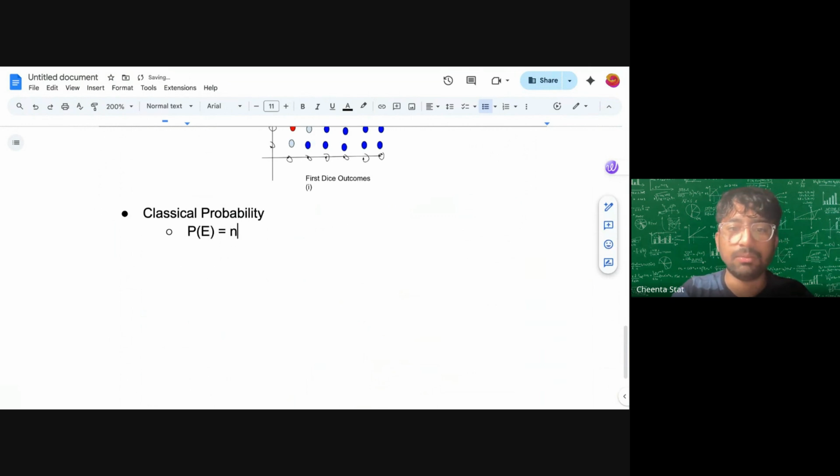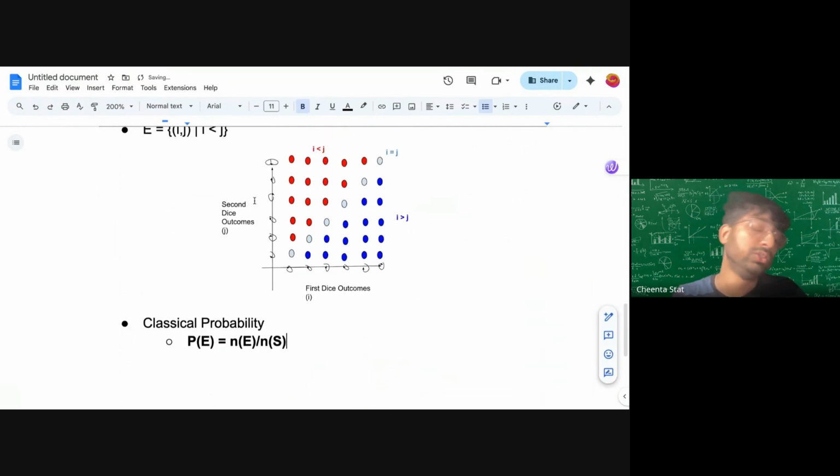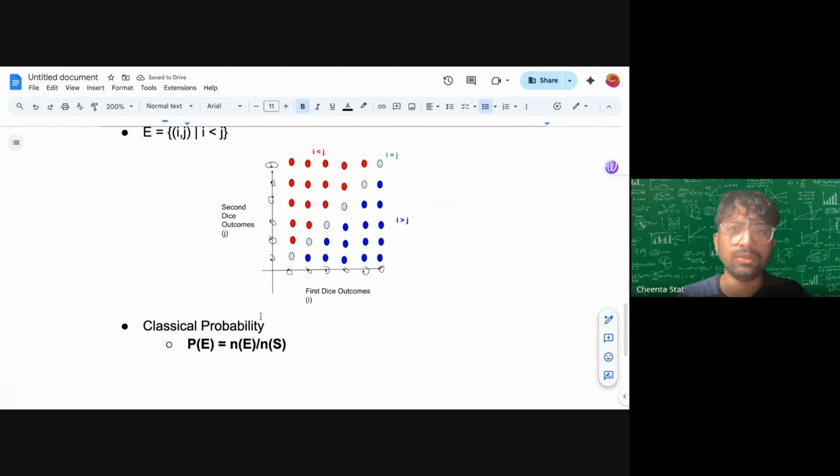E is nothing but the number of elements of the event divided by the number of elements of the total sample space S. That's how they started defining it. And this is, I would say, an extremely rational guess, a common sense guess, to have.